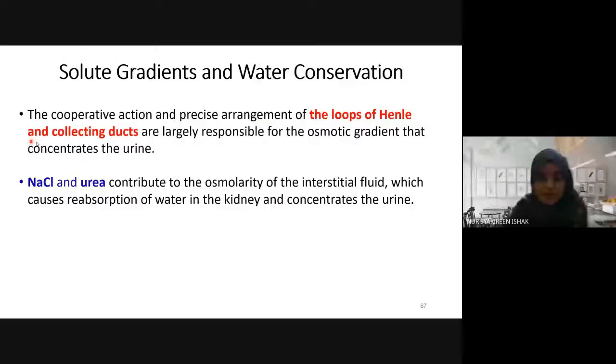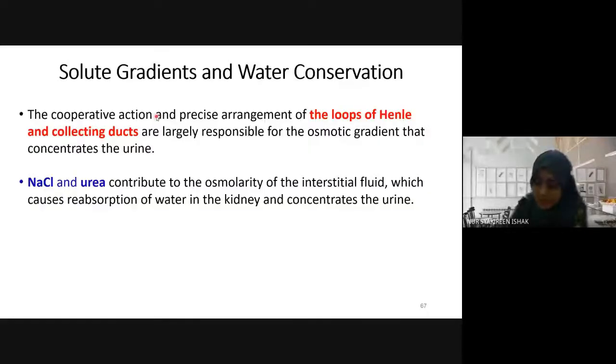Okay. So solute gradients and water conservation. So the cooperative action and the precise arrangement of the loop of Henle and the collecting ducts are largely responsible for the osmotic gradient that concentrates the urine. Okay, so kena fahamkan kenapa saya emphasizekan pasal region-region tu tadi. Outer and also the inner medulla region.